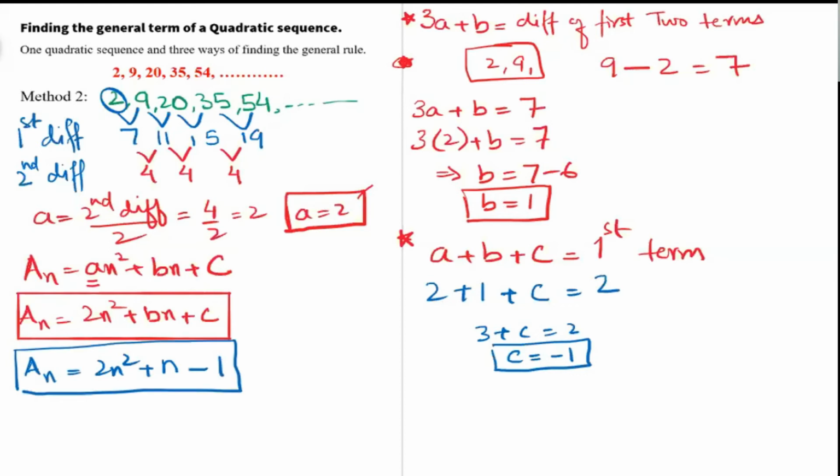It's quite interesting. You just need to remember these facts: that 3a plus b is the difference of the first two terms, like the second term minus the first term. And then the other fact that you have to remember is a plus b plus c is equal to the first term. And this gives you all three unknowns.